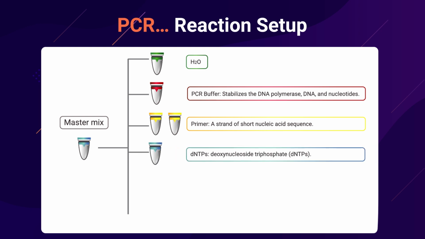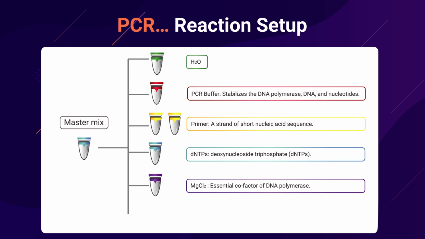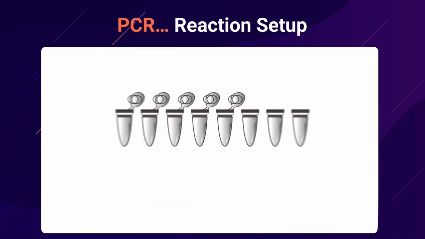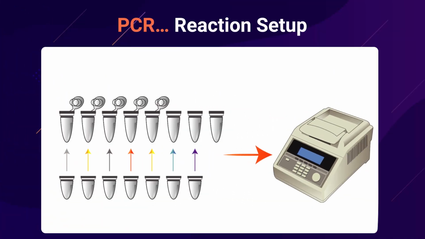dNTPs, deoxynucleoside triphosphates. Single units of the bases A, T, G and C, which are essentially building blocks for new DNA. MgCl2, essential cofactor of DNA polymerase. Too little, enzyme won't work. Stabilizes the DNA double helix. Too much, DNA extra-stable, nonspecific priming. DNA polymerase. DNA template. Tubes with the samples are placed in the thermal cycler to start the reaction.